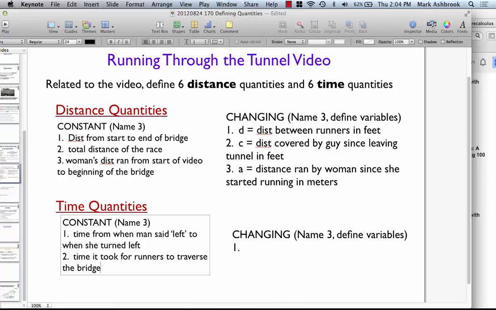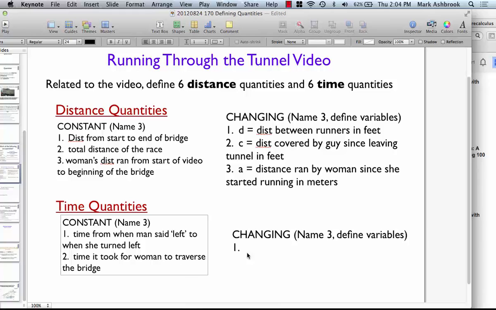What do you think about that? Is that a constant quantity? You hear what he said? So how can you clarify? How can you improve this? Good. Excellent. Yeah, because they each took a different amount of time to get through. But if you just say the woman, now we've got a fixed amount of time.